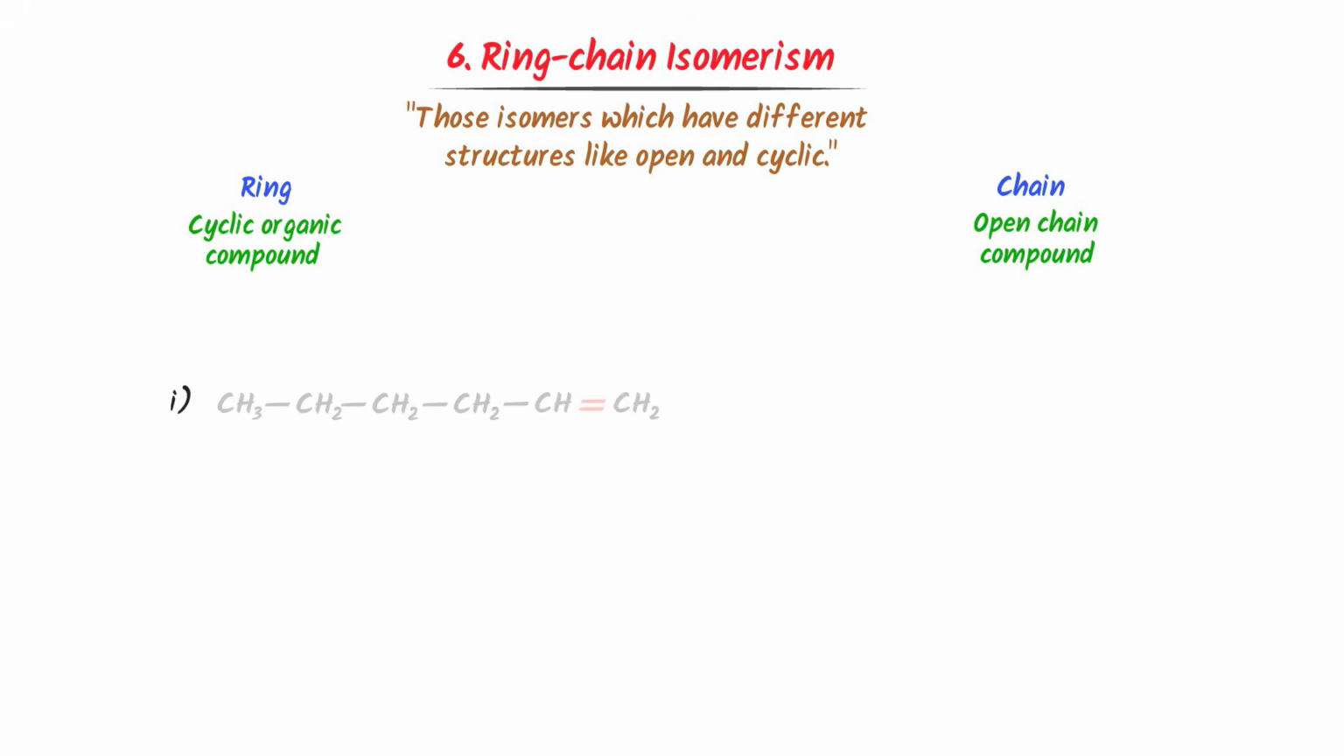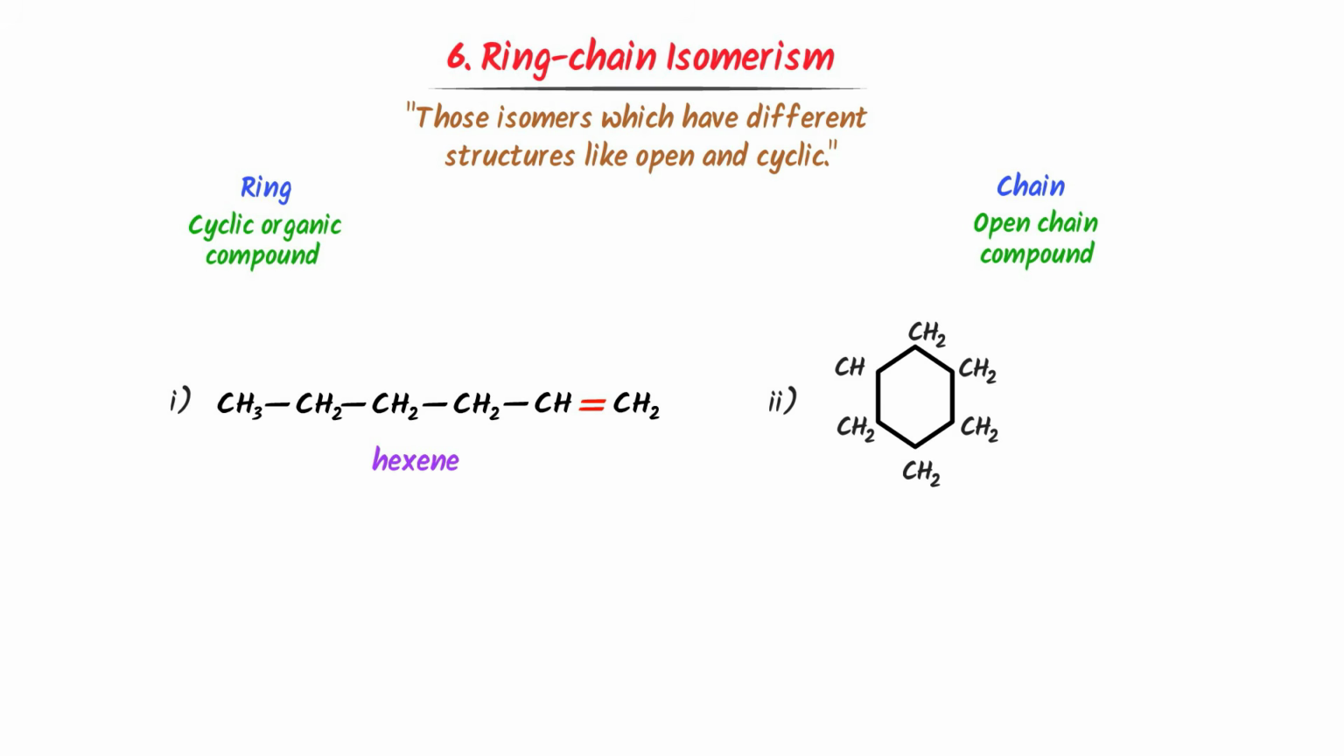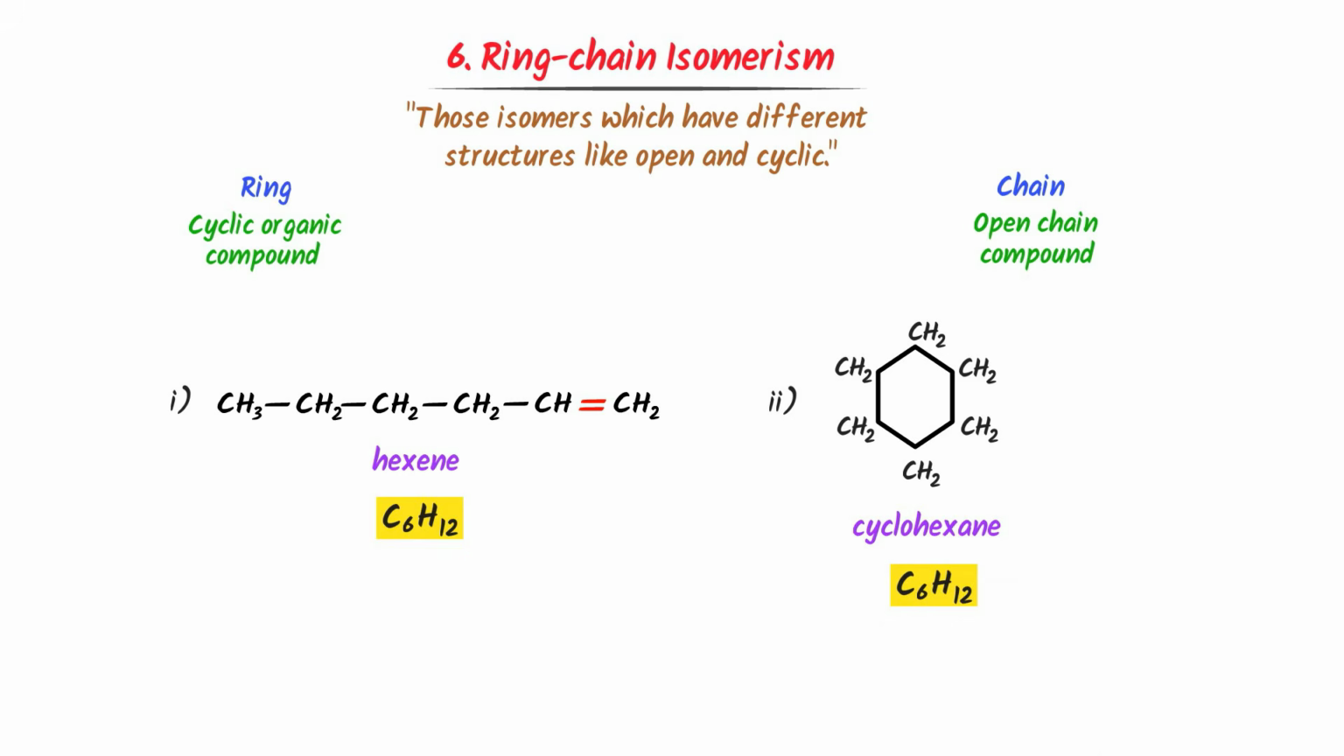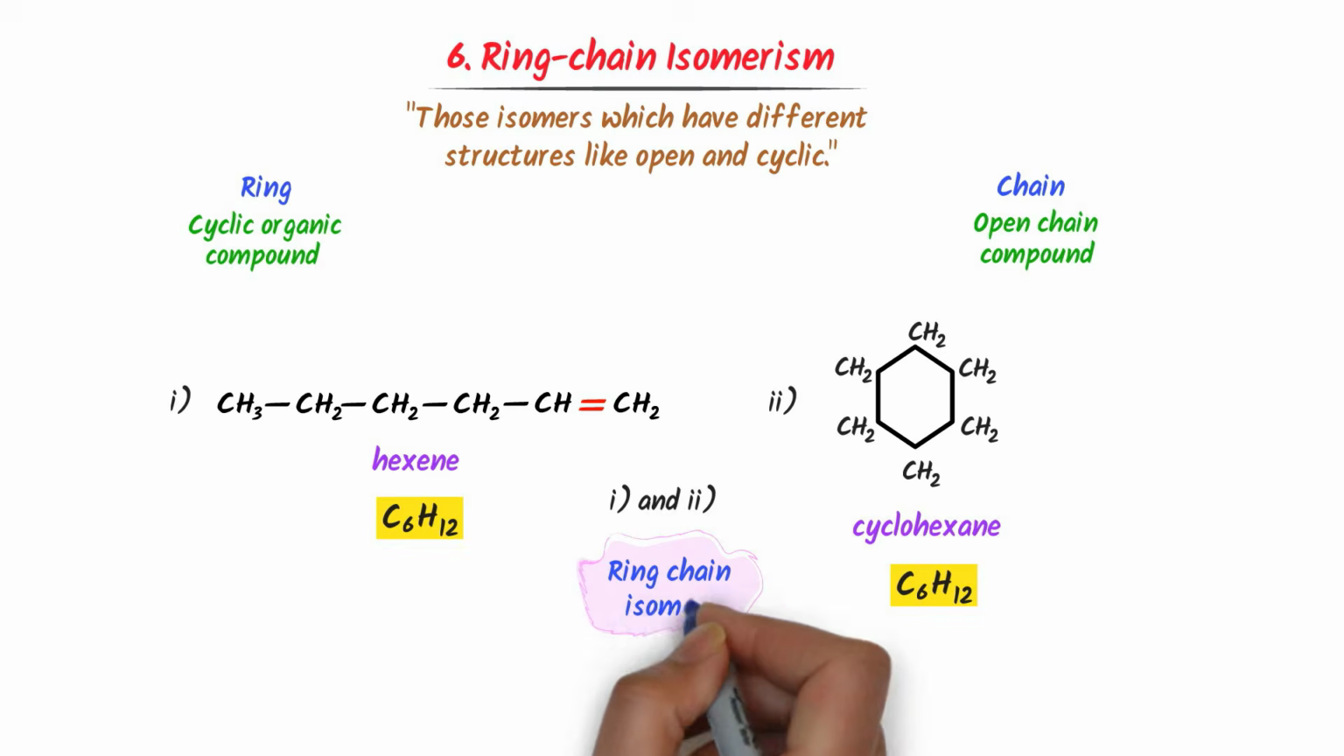Secondly, consider hexene. I convert it to a cyclic compound. I get this cyclic structure. It has no double bond. I call it cyclohexane. Here, they both have the same molecular formula, which is C6H12, but they have different structures, open chain and cyclic. So they both are ring chain isomers of each other.